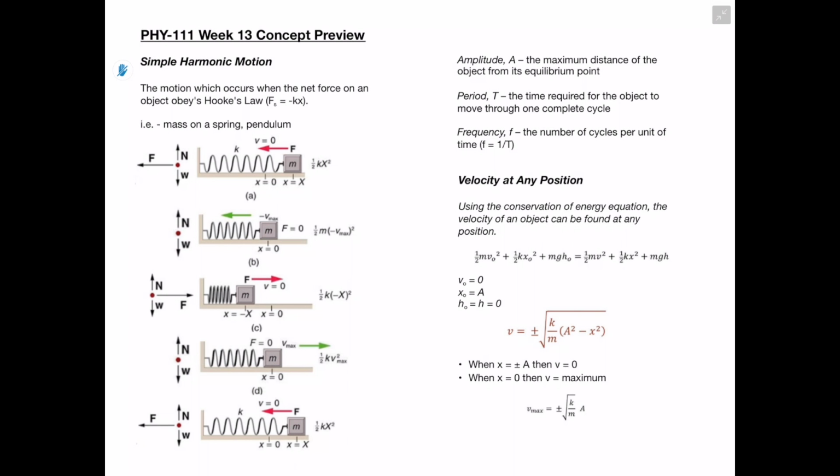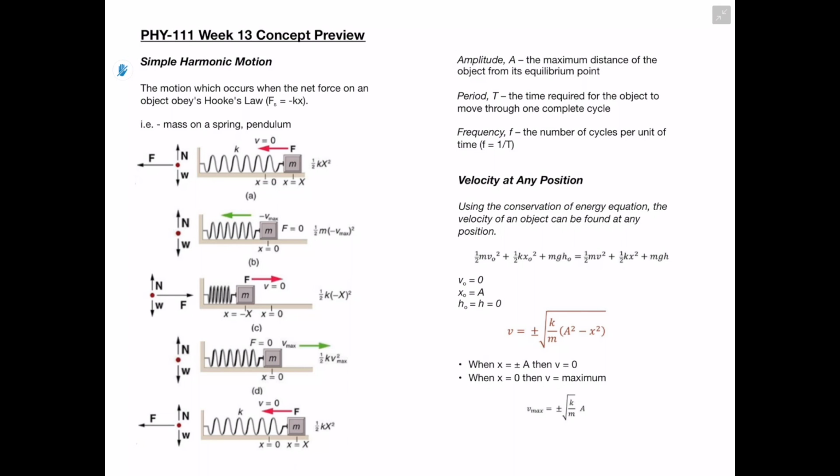In this video we're going to be going over the week 13 concepts for Physics 111. So starting off with simple harmonic motion, this is motion which occurs when the net force on an object obeys Hooke's law. We're going to define Hooke's law as the force of a spring being equal to the negative spring constant times our position. Examples of objects undergoing simple harmonic motion include a mass on a spring or a pendulum, for instance.